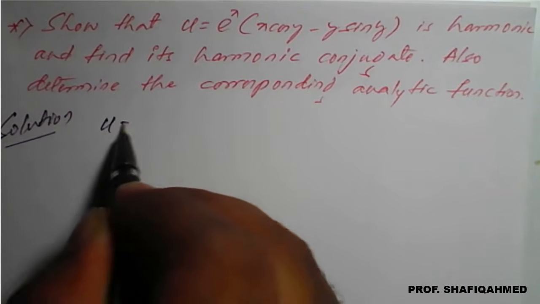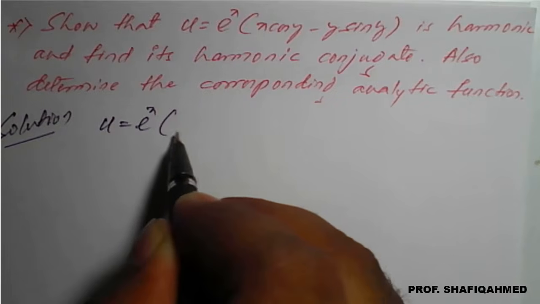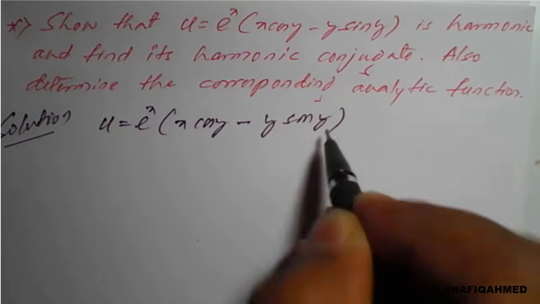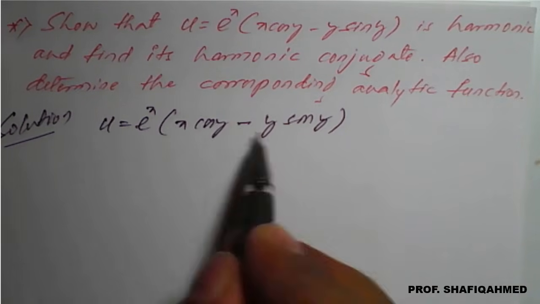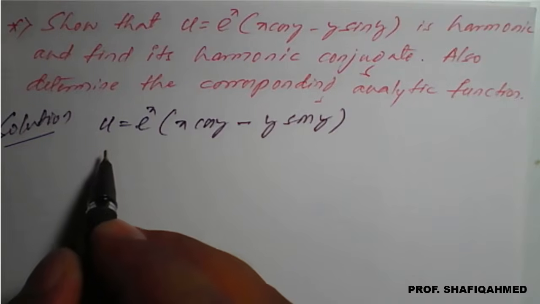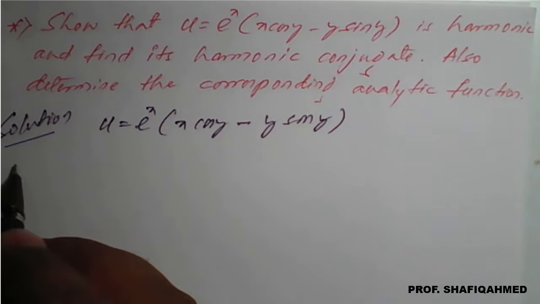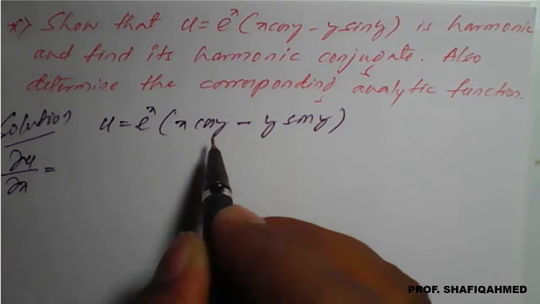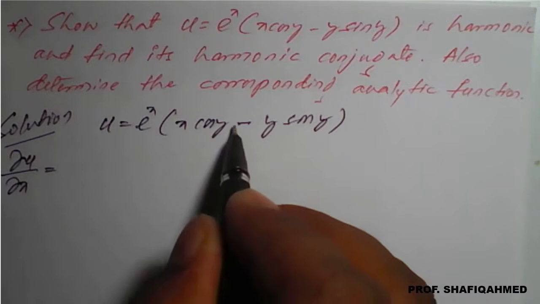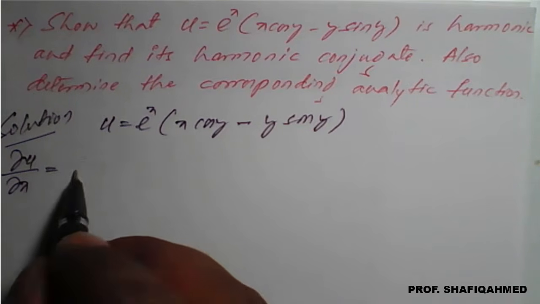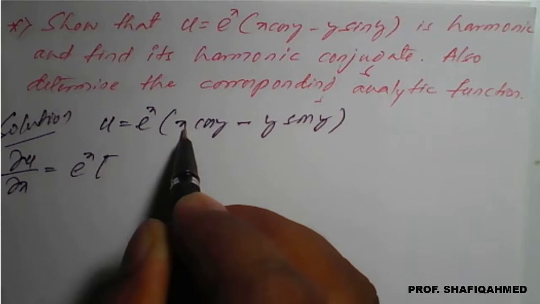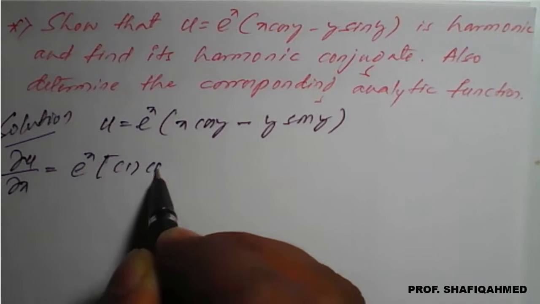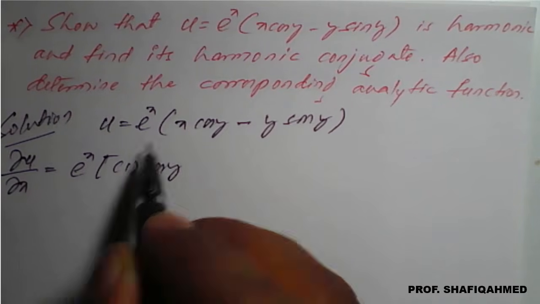So the given function u is given by u is equal to e raised to x into (x cos y minus y sin y). For this we have to first go for the partial derivative. So partial derivative of u with respect to x, dou u by dou x, is equal to, so here it is a function of x and here also it is a function of x, so we'll go for the product formula. I will keep e raised to x as it is. Partial derivative of x cos y: cos y is a constant, so the partial derivative of x is 1.